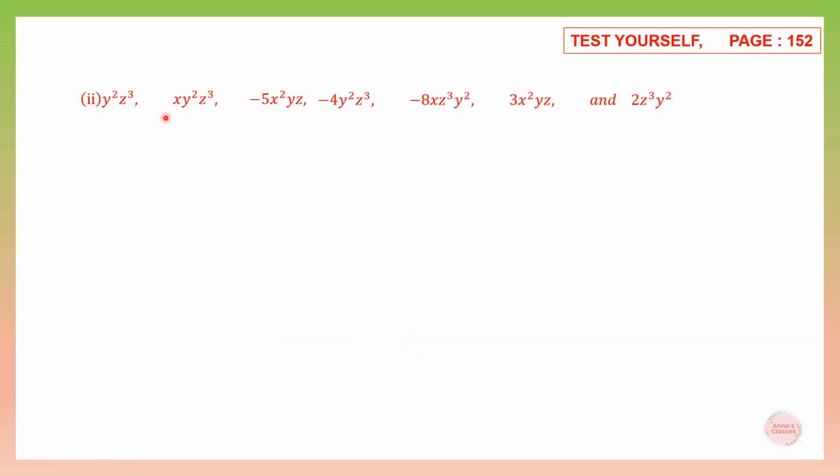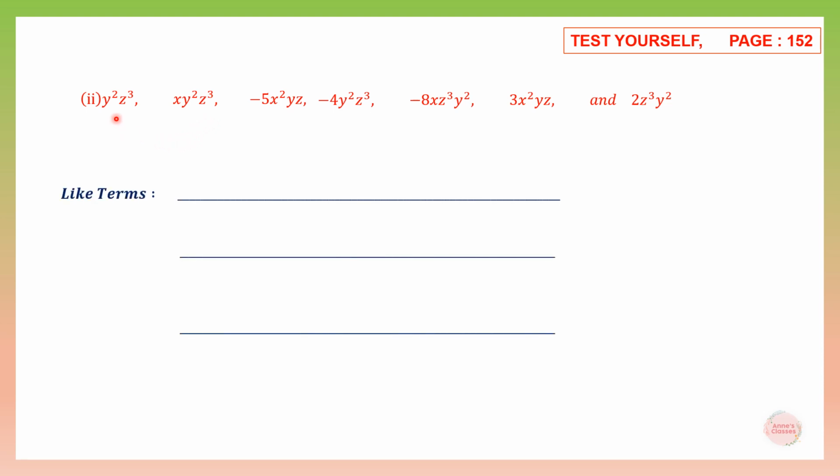Question 2. Here also we have to separate the like terms. So let's do that. Let's start with y square and z cube. That means there are 2 y's and 3 z's. So let's write that first, y square and z cube. Look out for 2 y's and 3 z's. Here we have x y square z cube. Y square z cube is the same, but then we have x also, so that makes it an unlike term. Here also we have an x, so let's not look at that. Here we have y square z cube, same as this one. So this also we can write, minus 4y square z cube.